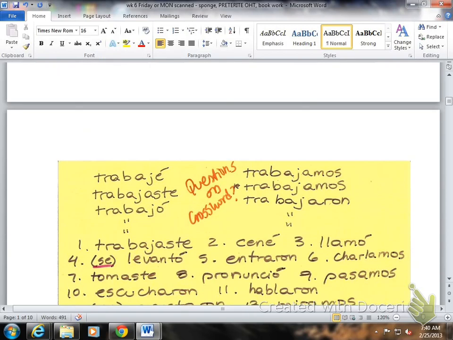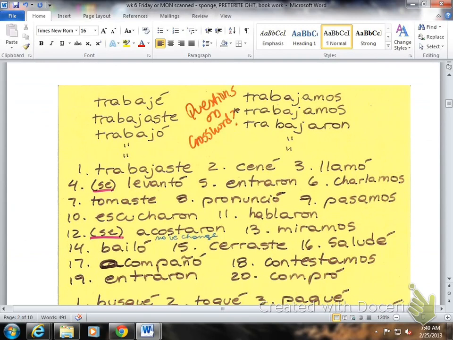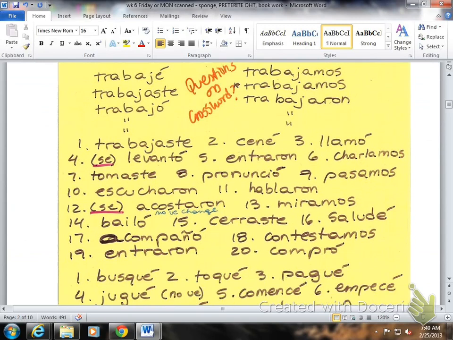Okay, let's check your crossword. This is the back of the crossword, so check that first. And then the crossword, usually if you get the word to fit, most likely it's correct. Not always the case, but most likely if it fits, then it's right. So it's kind of like a self-checking there. And then we'll see if there's any questions on the crossword. Right at the top, the verb trabajar was kind of in the conjugation box, so trabajé, trabajaste, trabajó, trabajamos, trabajaron.